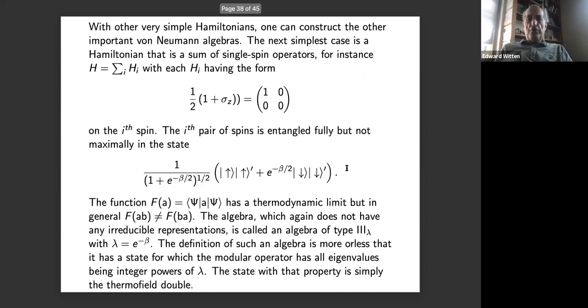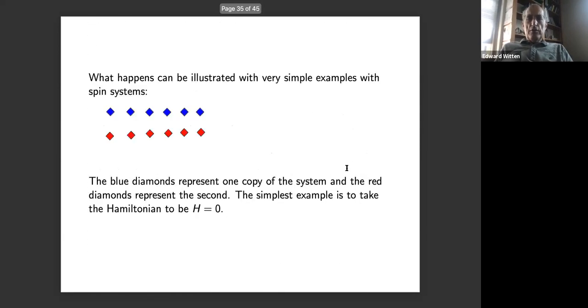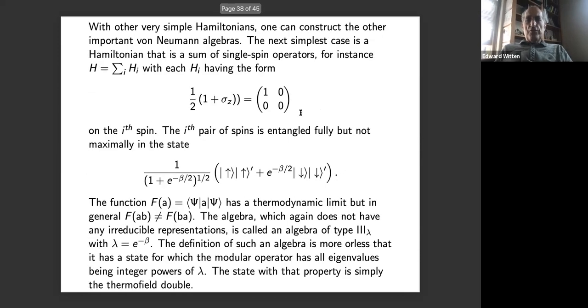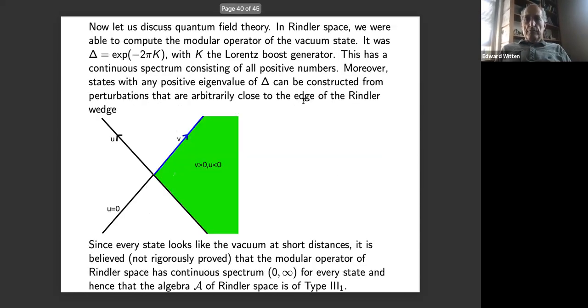So we could actually write a trivial Hamiltonian which has that property. Instead of assuming that each spin has the same Hamiltonian, if I just take single spin Hamiltonians, but different ones for different spins, in a way that doesn't have to be very generic, but is a little bit generic, then we'd get an algebra of type 3-1.